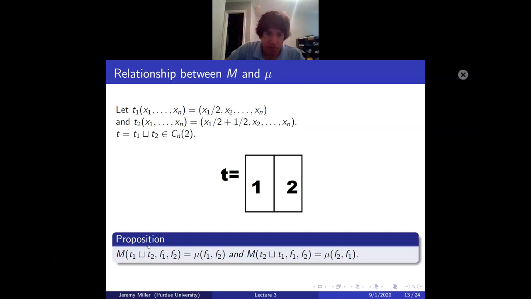So the proposition says that if you take this particular T, then the multiplication map gives you the mu from before. And if you take the same cubes, but you have them in the opposite order, maybe.